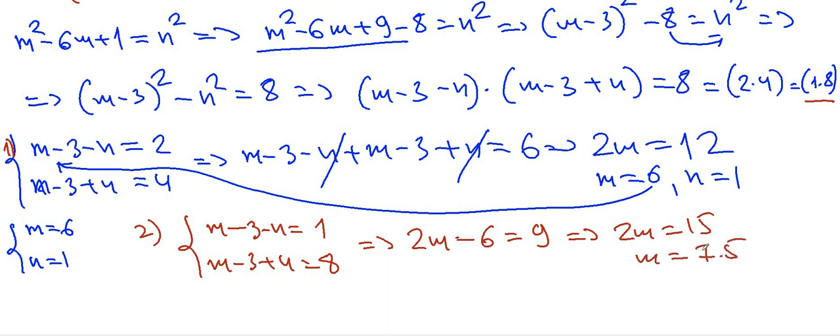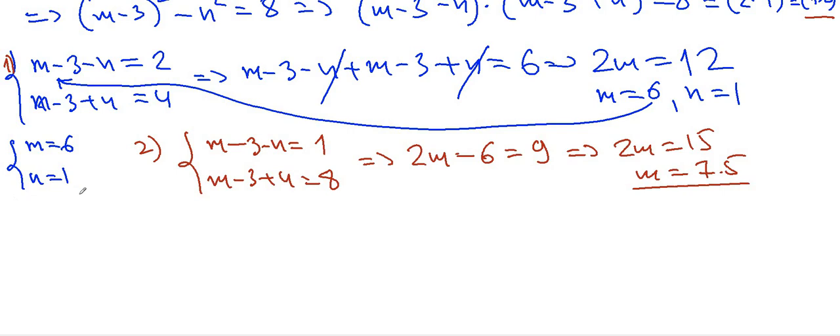So we can immediately reject this solution because we are looking for all natural solutions of x and y, but we see that 7.5 is not natural. So therefore we get here m is equal to 6 and n is equal to 1.